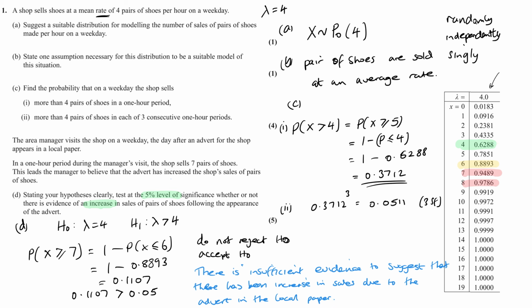You don't really need that end bit, but just take the words from the actual question. So he believes that the advert has increased the shop sales. So you just want to say it's insufficient evidence to suggest that the advert has increased shop sales. You could just literally write this part here, that the advert has increased shop sales of pairs of shoes. Okay, dead easy.